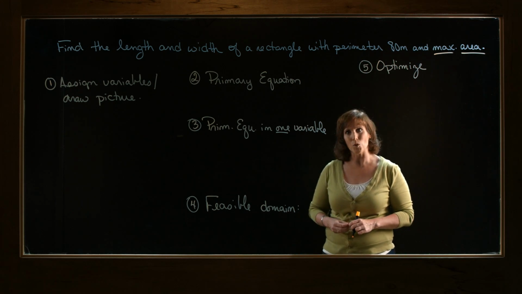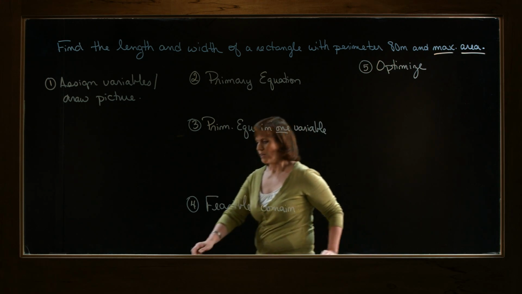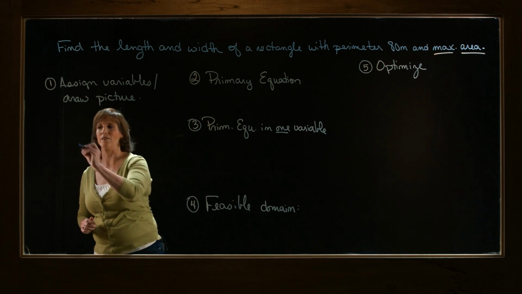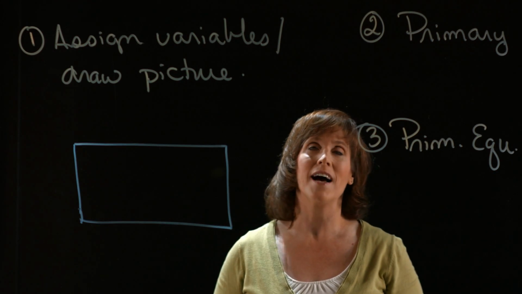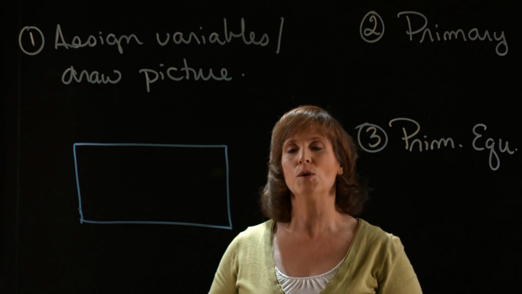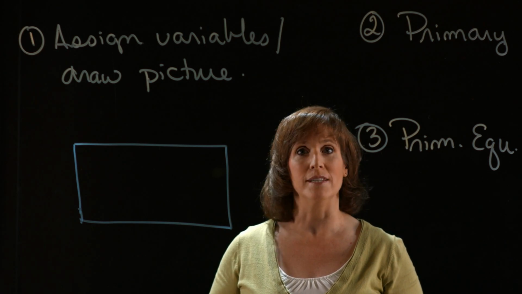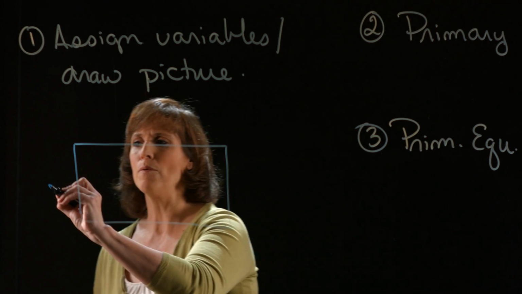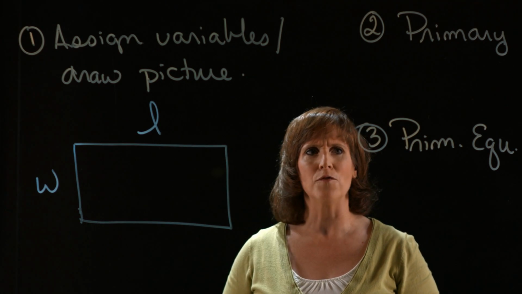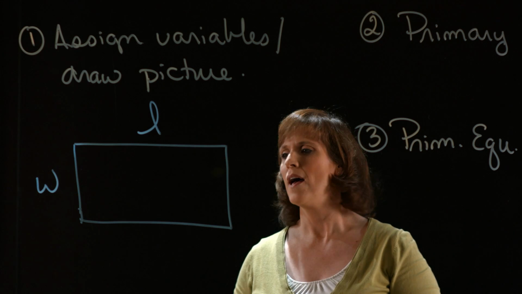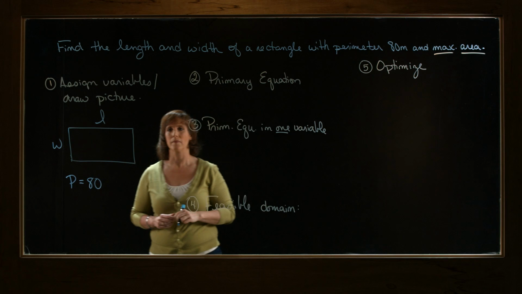As in most word problems, drawing a picture and assigning some variables is a great first step. So we know that we want to have a rectangle, so I'm going to draw a rectangle. And I know I want to find the length and the width of this rectangle, so I'm going to assign some variables. You can use X's and Y's, W's and L's, any letters that you like. I'm going to use W for width and L for the length. The other piece of information I'll put down here is that my perimeter, which I'll call P, is 80 meters.